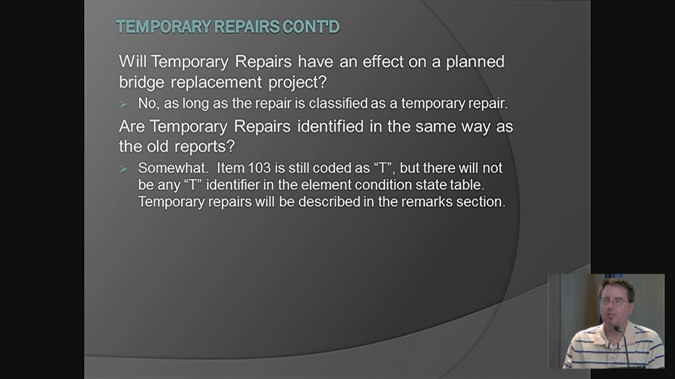So again, will the temporary repairs have an effect on the bridge replacement project? Nope, as long as we're calling it a temporary repair. And then also on the old reports, it was easy to tell if we had temporary repairs next to the condition state columns. There would have been a T out in another column to identify it as a temporary repair. So if we listed elements as piles, and then we gave our condition states 1, 2, 3, and 4, then off to the right side of that, there would have been an additional column of a T if we had put in some temporary pile repairs.